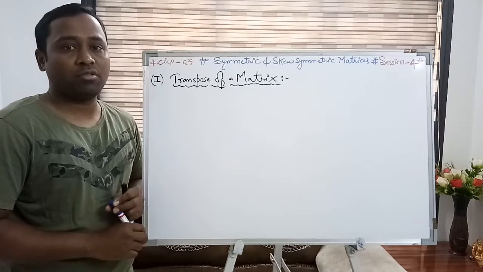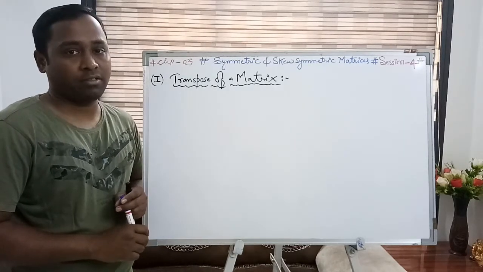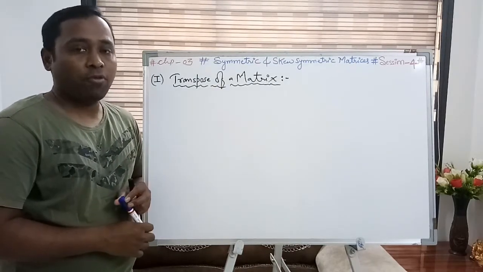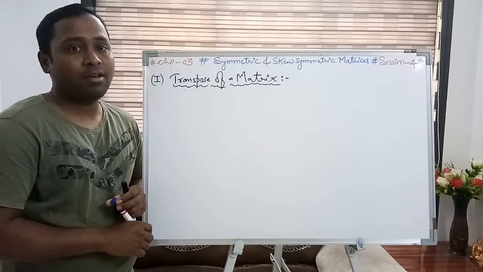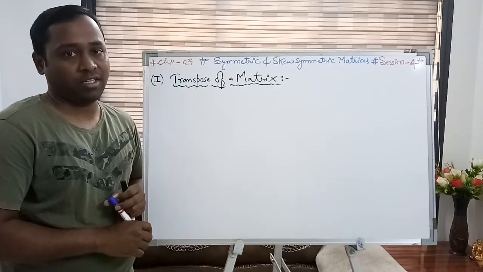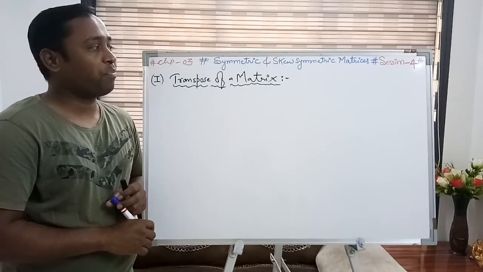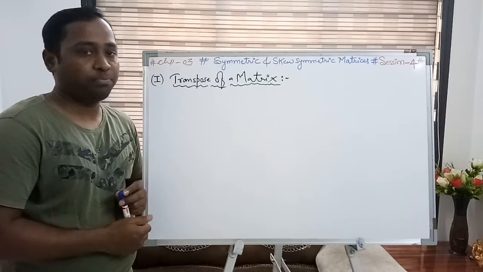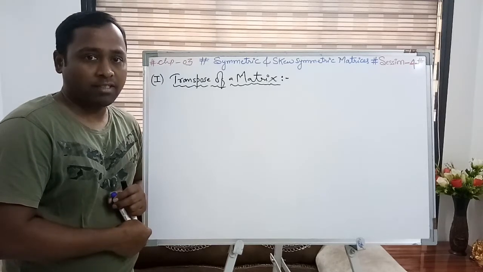So let's have some discussion today about symmetric and skew symmetric matrices in this session, session number 4. Before understanding the concept of symmetric and skew symmetric matrices, first we need to understand the transpose of a matrix, what is meant by transpose of a matrix and some fundamental properties of transpose, and then we'll introduce the types of symmetric and skew symmetric matrices.